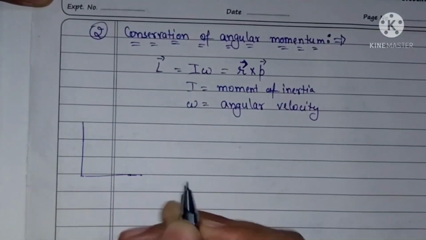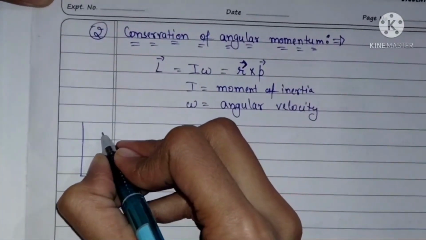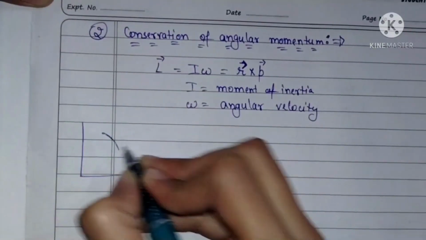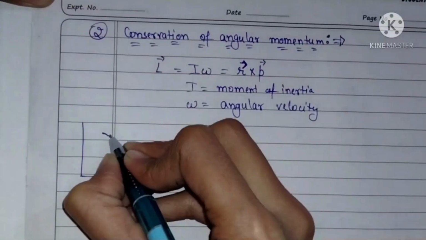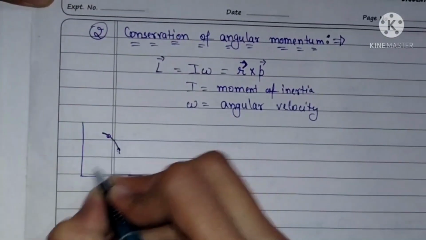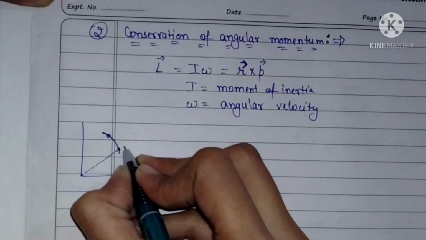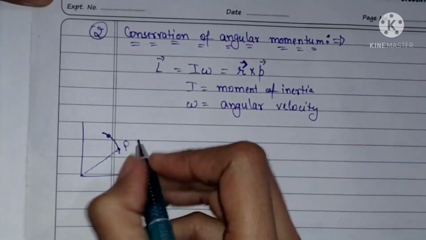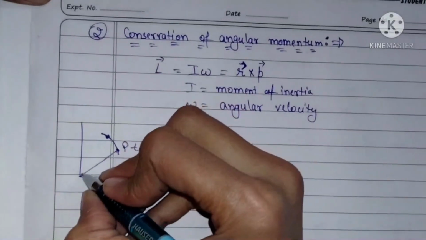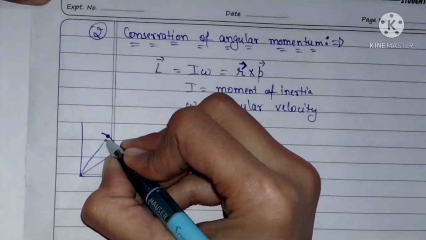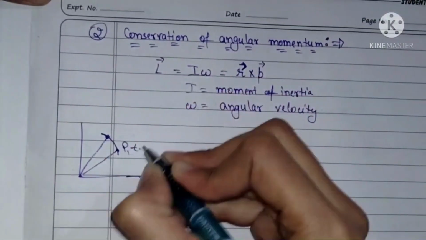Taking a coordinate system, two axes x and y, taking a curved path with the point P as the first point and a second point P2.